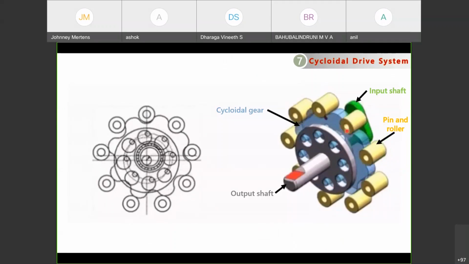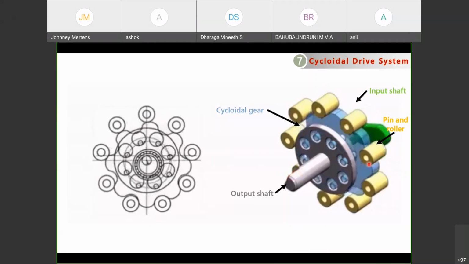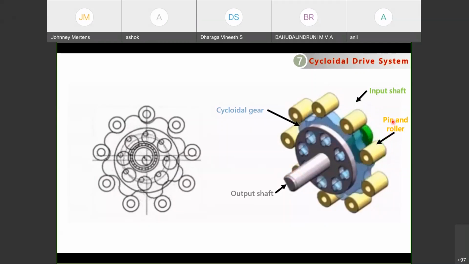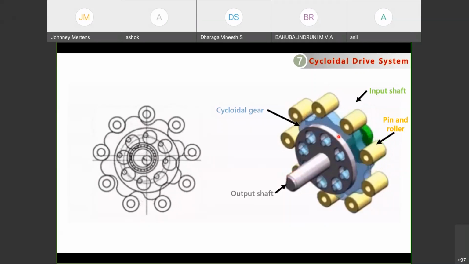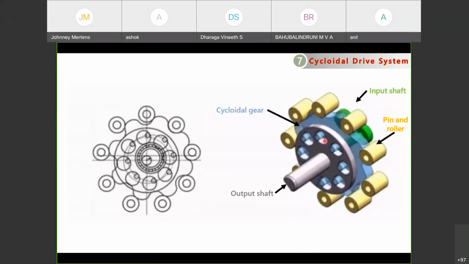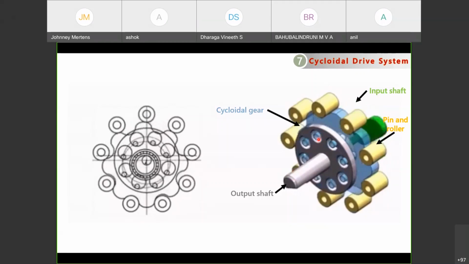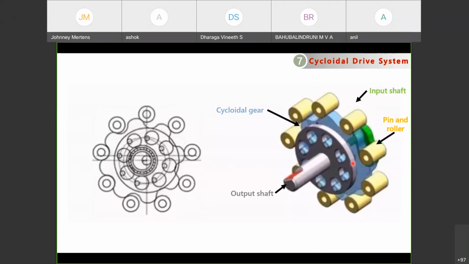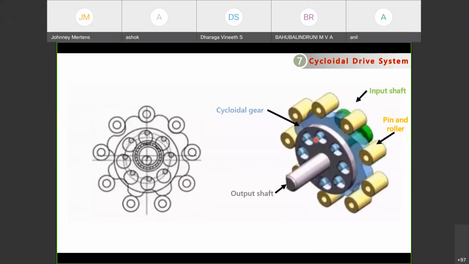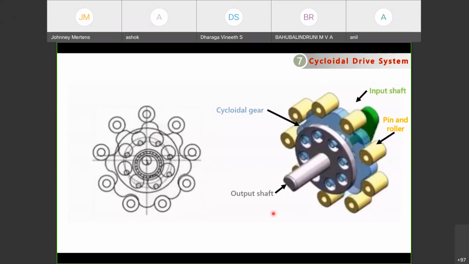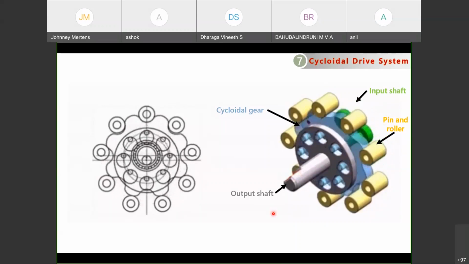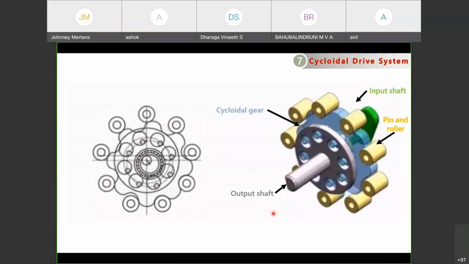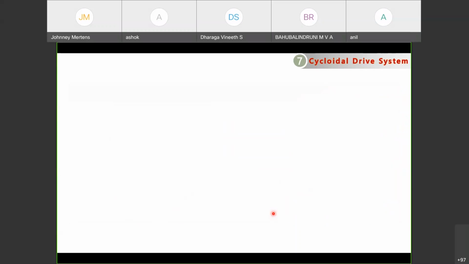The input shaft rotation will be given to the cycloidal gear, and this cycloidal gear will be held in position by using the pin and roller arrangement. And from the cycloidal gear, you can see a pin is projected that will be connected to the output shaft. By using these rotations, the pins are rotating this member, and the output shaft gets the rotation. So this is a simple animation for cycloidal drive systems, but when it comes to industrial robots, how will it be?